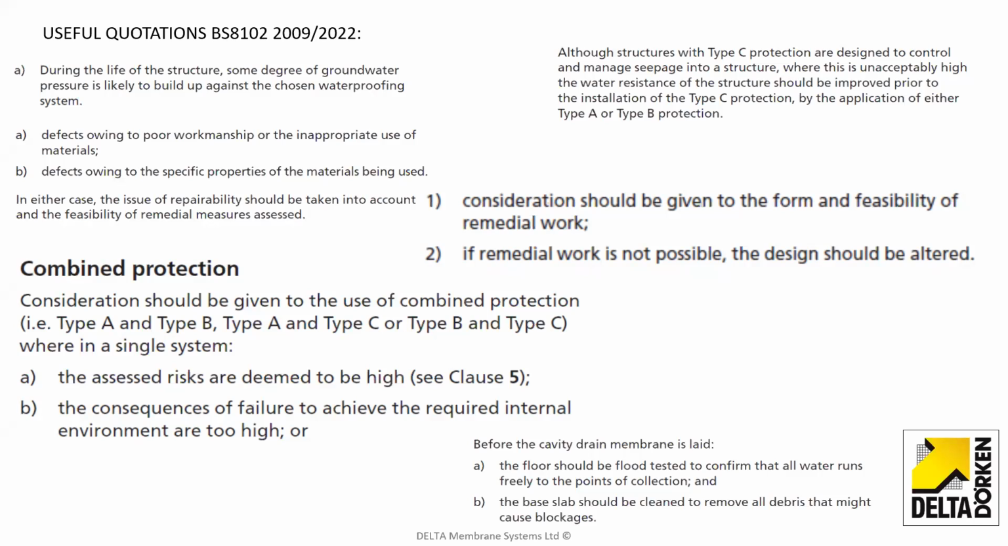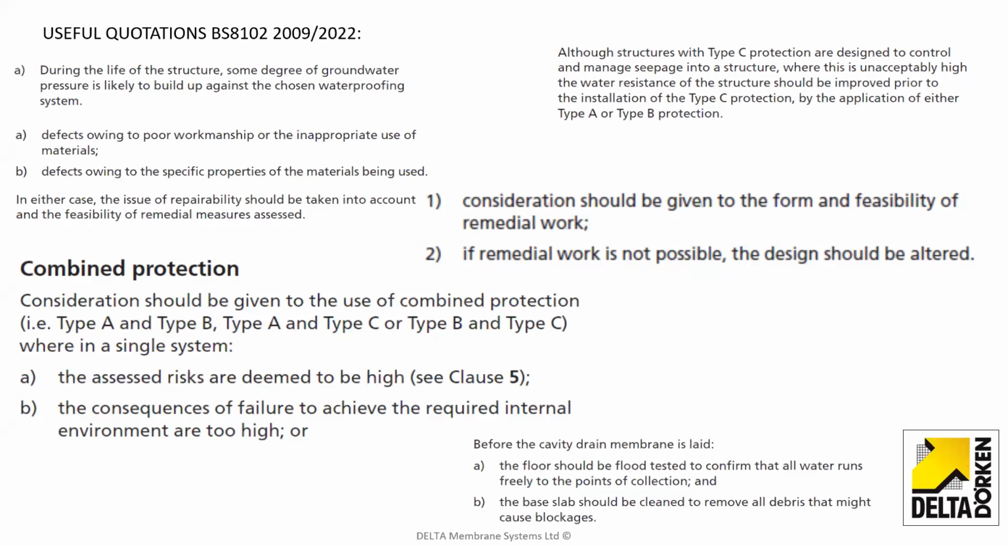So in BS 8102, it says consideration should be given to the use of combined protection, where in a single system the risks are deemed to be high, and the consequences of failure to achieve the required internal environment are too high. So where are the consequences of defects high? Where would the worst case scenario be for a leak? In a grade 3 environment, wouldn't it?